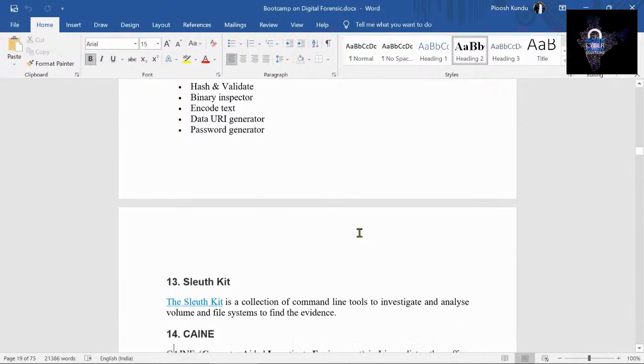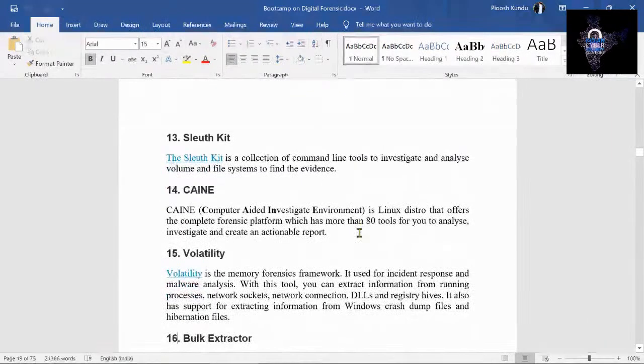The 13th is The Sleuth Kit. The Sleuth Kit is a collection of command line tools to investigate and analyze volumes and file systems, helping you find the evidence. Then CAINE, the Computer Aided Investigative Environment. It is a Linux distro that offers a complete forensic platform with more than 80 tools for you to analyze, investigate, and create an actionable report.